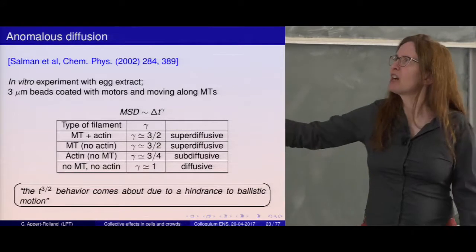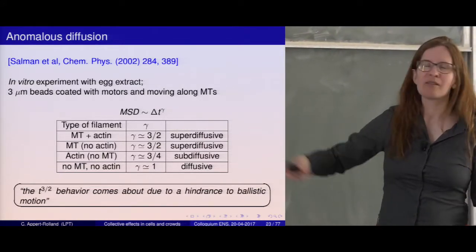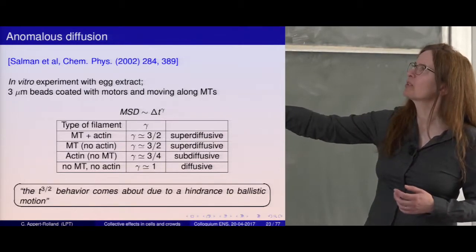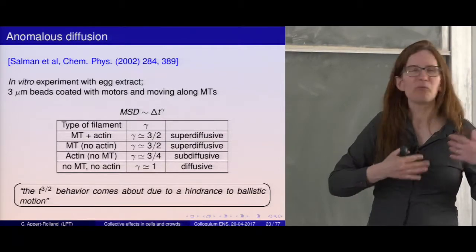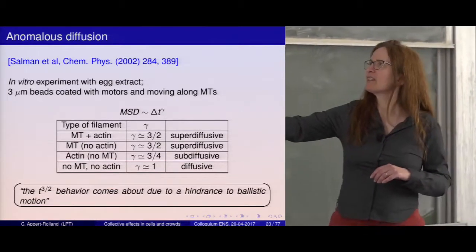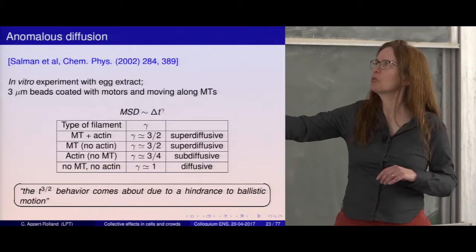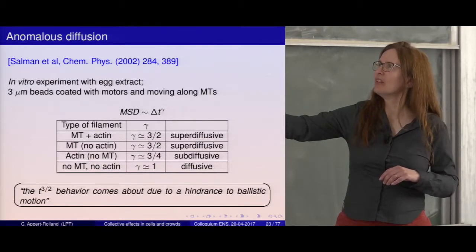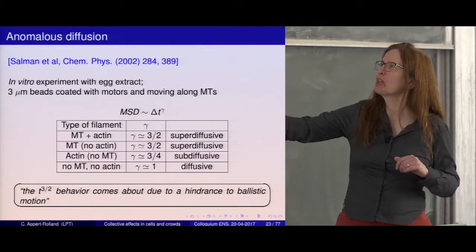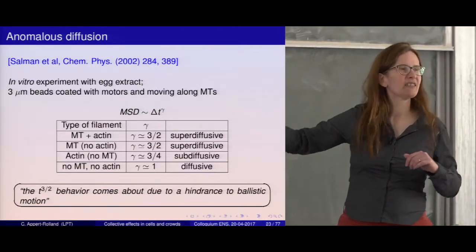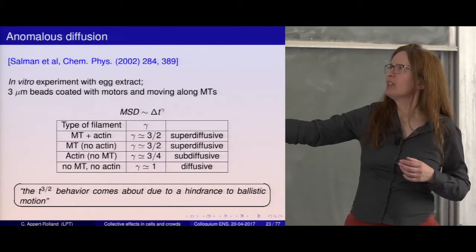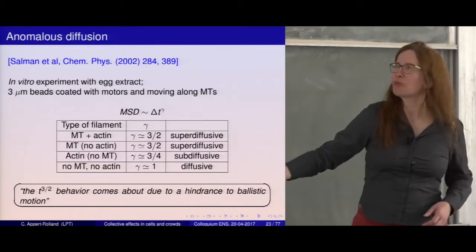Another experiment now, in vitro: you somehow crush an egg, and then you put beads coated in motors, and they are moving along microtubules. And again, you find that in the presence of microtubules, you have this superdiffusion with an exponent which is about the same. If you remove the microtubule, but you leave the actin, so you leave the obstacles, then you find the subdiffusion. And if you have no filaments, it's just diffusion, as you expect.